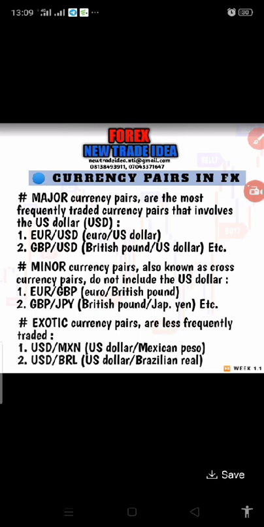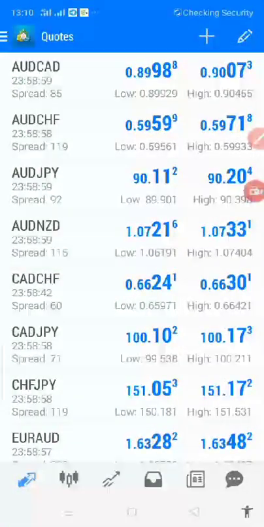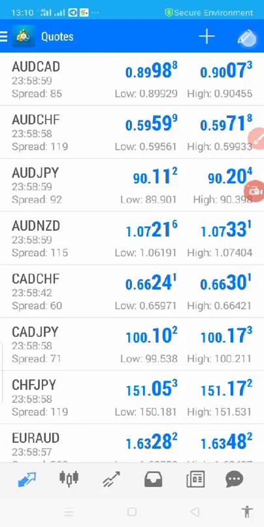Then exotic pairs are pairs that are less frequently traded, but they have USD as the case may be. You have the likes of USD Mexican peso, and the Brazilian real. So we can go to the MetaTrader 4 and show you a list of exotic pairs.